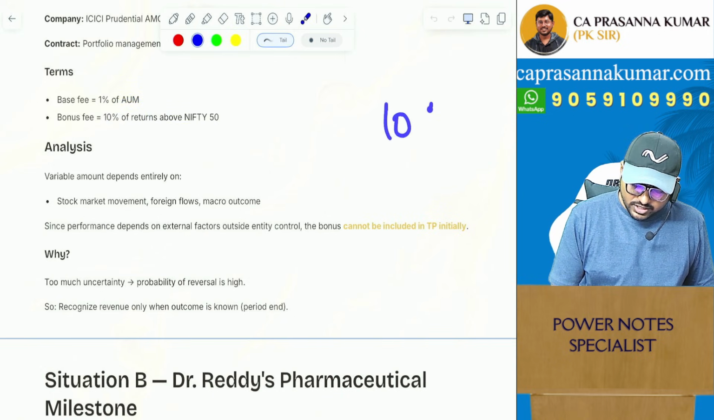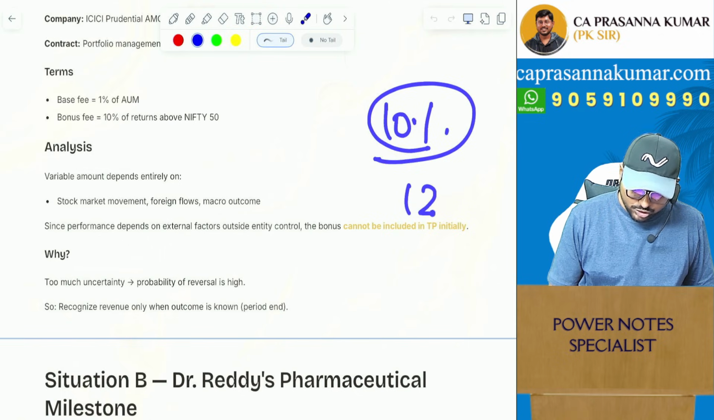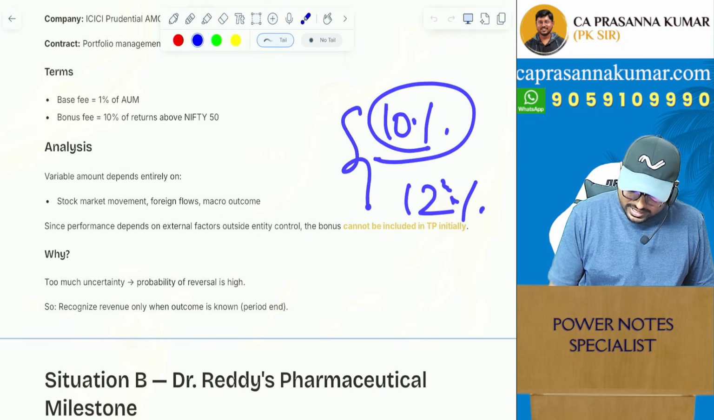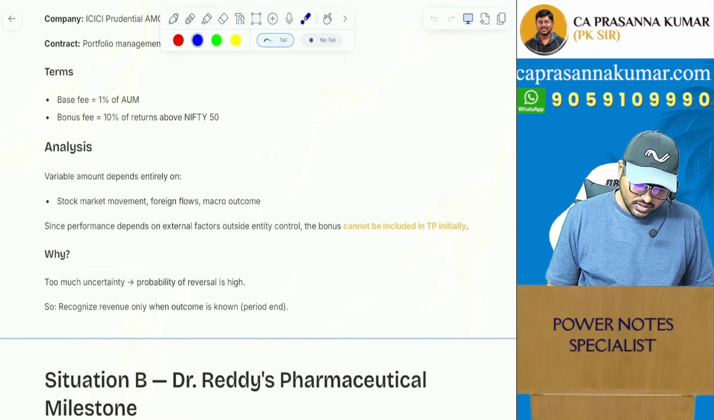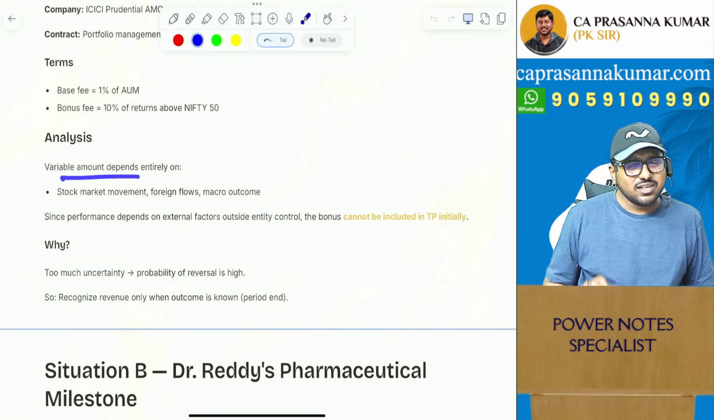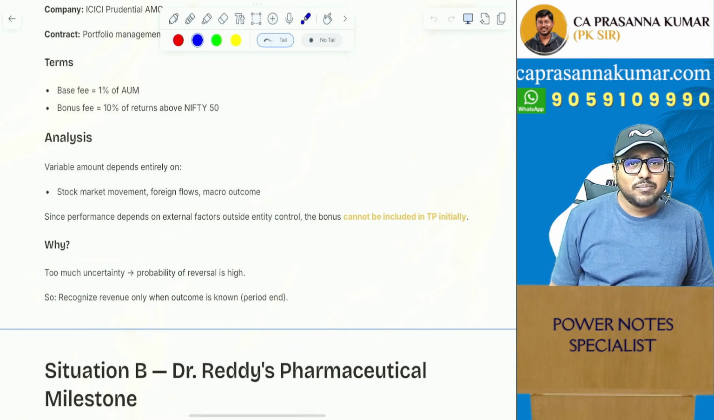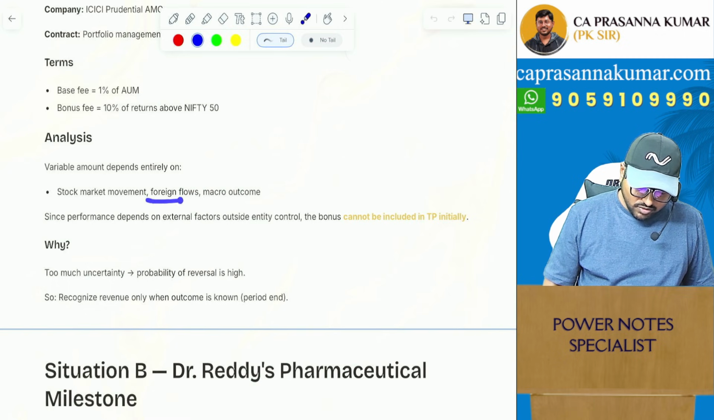But when it comes to bonus, it is 10% of the returns over and above Nifty 50. Suppose Nifty 50 is doing 10%. You should do more than this 10%. And in this additional, how much extra you're doing, 10% of that will be your bonus. Now, tell me one thing. Is this under the control of the company? No, outside the control of the company. Stock market movement, foreign flows, macro outcomes.